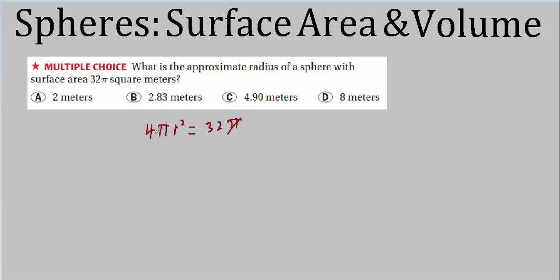Now, I think the first thing we can do is just divide through by pi, and you get 4 r squared equals 32. Well, 32 divided by 4 I think is 8. So r must be the square root of 8, which is 2 times the square root of 2. That's what I get.